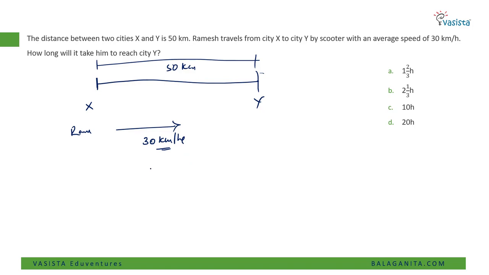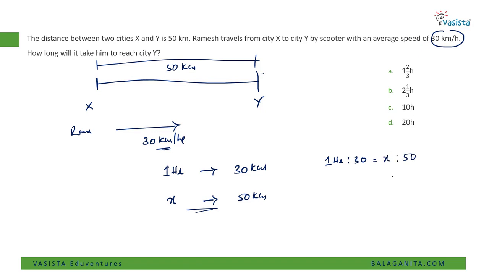So in 1 hour he is going to travel 30 kilometers. For how many hours, let me consider it as x, to reach 50 kilometers? So this is a ratio problem. For 1 hour he is going to cover 30 kilometers, that is what they have given, 30 kilometers per hour. For how many hours is he going to reach 50?